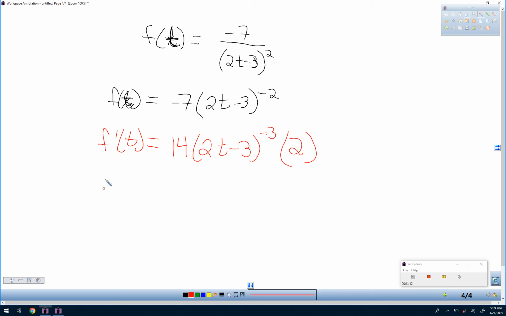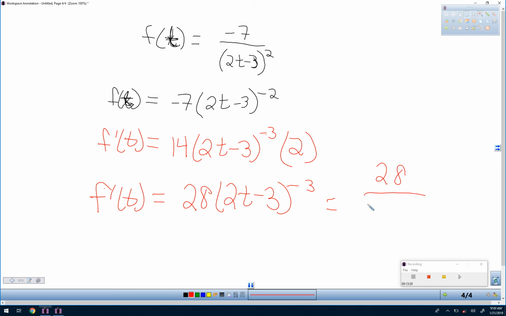And that's a good answer, but if I just wanted to clean it up a little bit, I would say 14 times 2. So I would have 28, and then 2t minus 3 to the negative 3rd power, or you could write that as simply 28 over 2t minus 3 to the 3rd power. And that would be the derivative of that function.